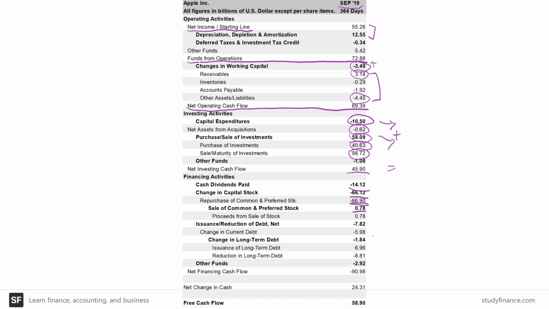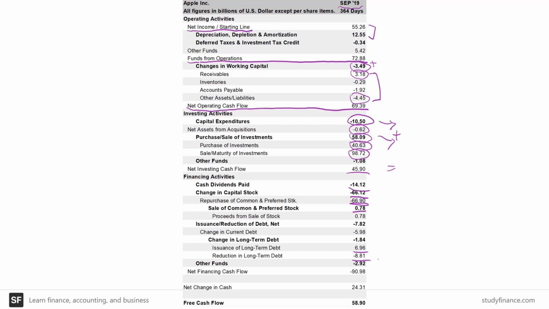They also issued 6.96 billion in long-term debt and paid back 8.81 billion in existing long-term debt. Now, you might be asking why Apple chose to pay off old debt and issue new debt. So why not just keep existing debt on the books and not issue new debt? Well, there may be a variety of reasons.